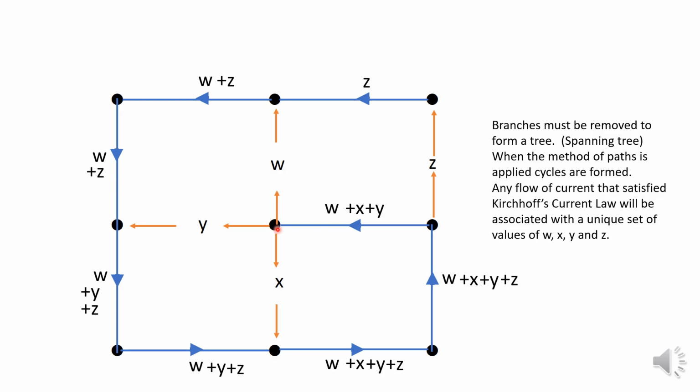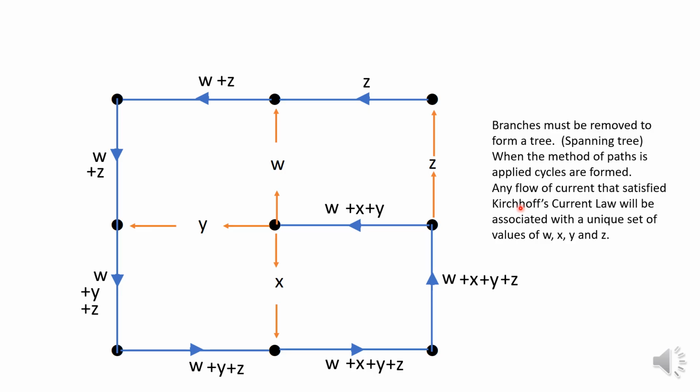Similarly for X, there's an actual branch here, so in the actual network you can think of a flow of X going along a cycle here, and you can think of a flow of Y going along a cycle here in this direction. So the actual flows in the network can be expressed as the sum of the flows along these cycles. Now, any flow of current that satisfies Kirchhoff's current law will be associated with a unique set of values of W, X, Y, Z.